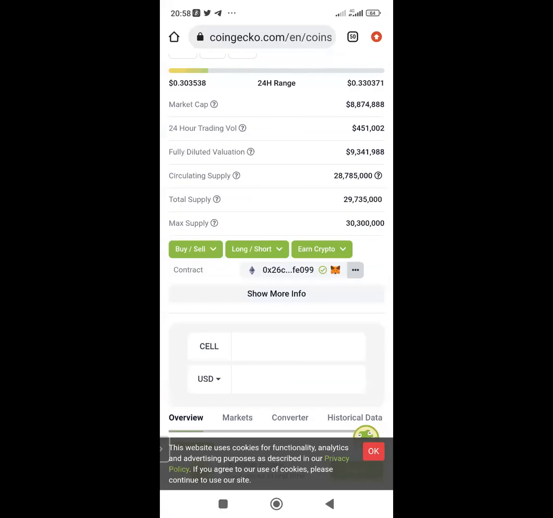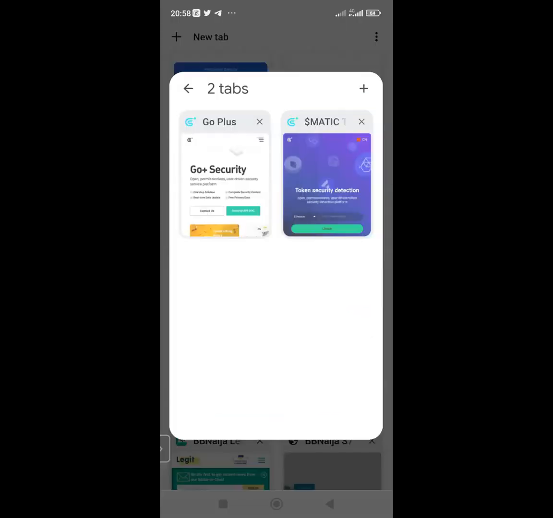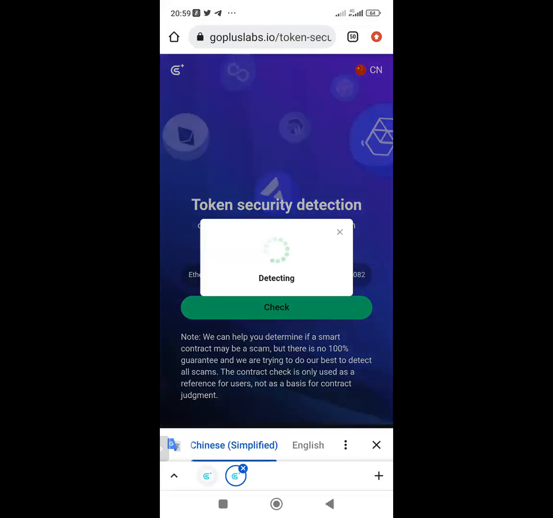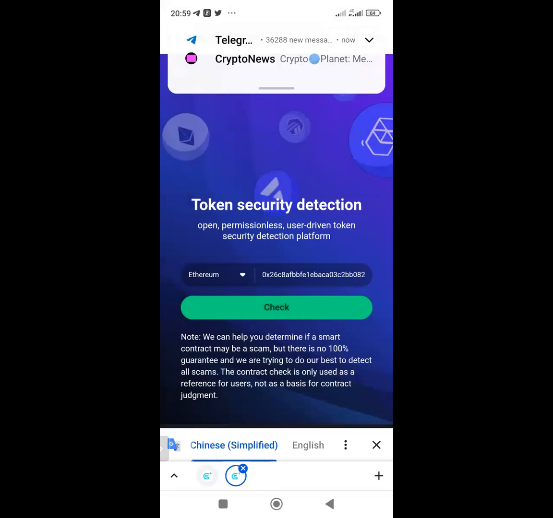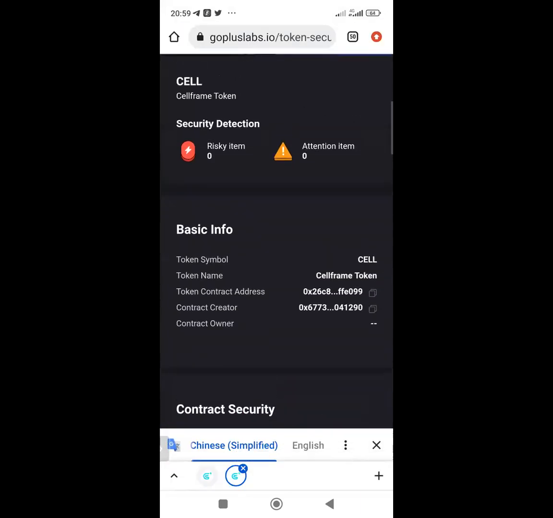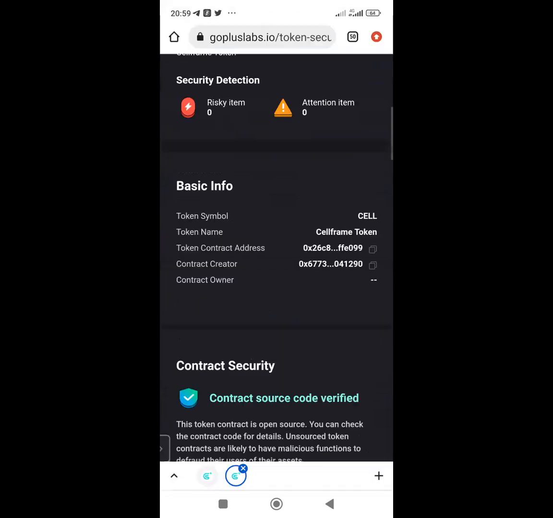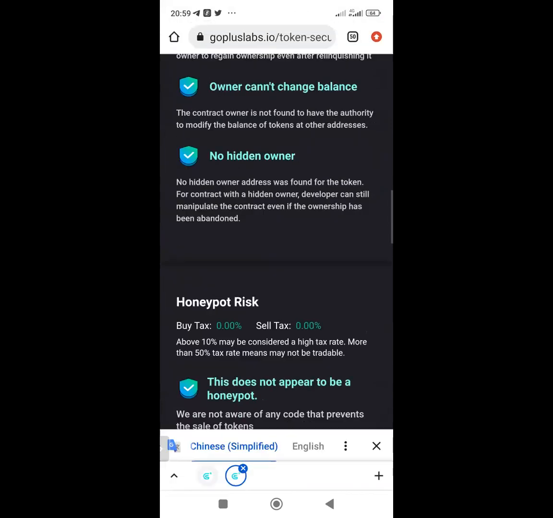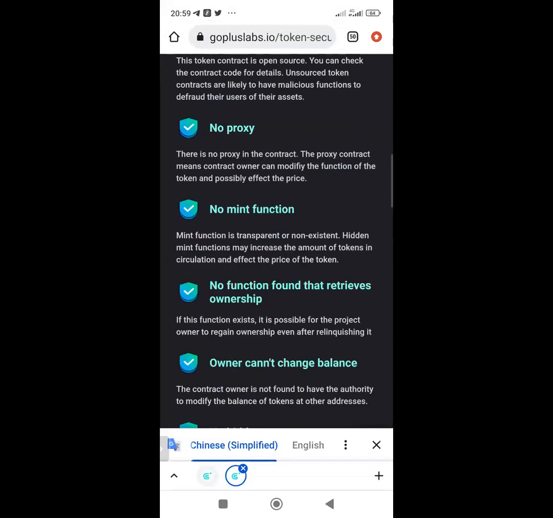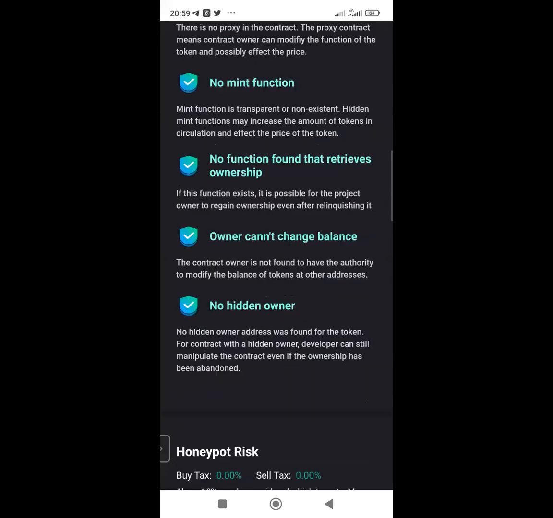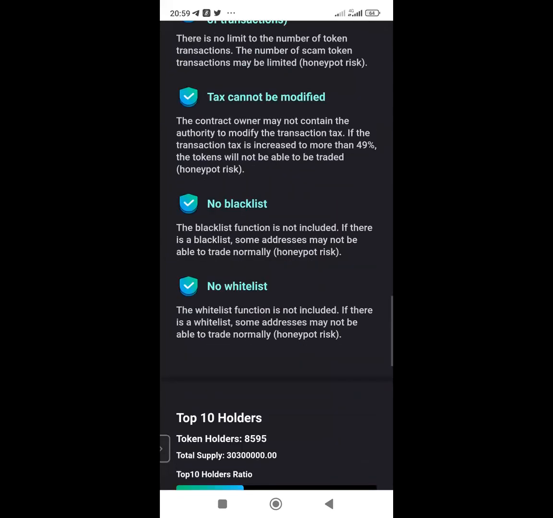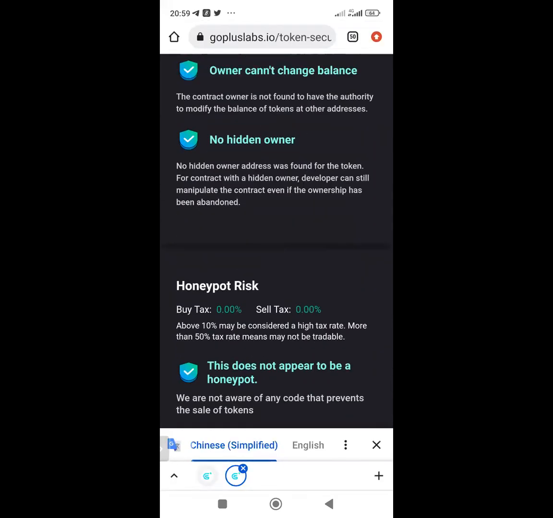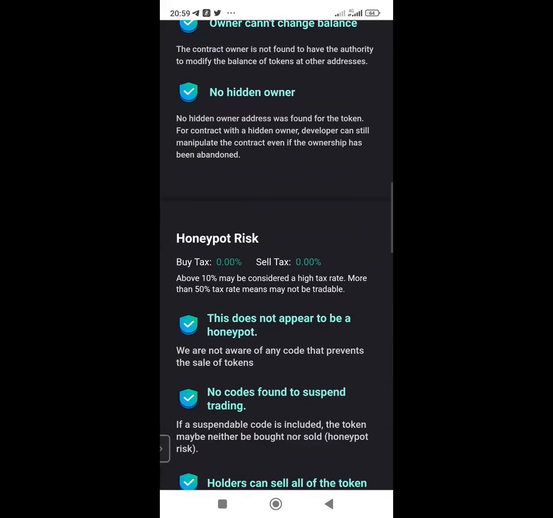Let me do my own first. Self-frame on Ethereum. You can do it on different blockchains, Arbitrum, every one of them. So this one is very, very safe. You can see no risk at all. Everything is good about Self-frame. They did very good work, and they did not create any way to steal people's money. So Self-frame is a good risk-free coin that you can buy.